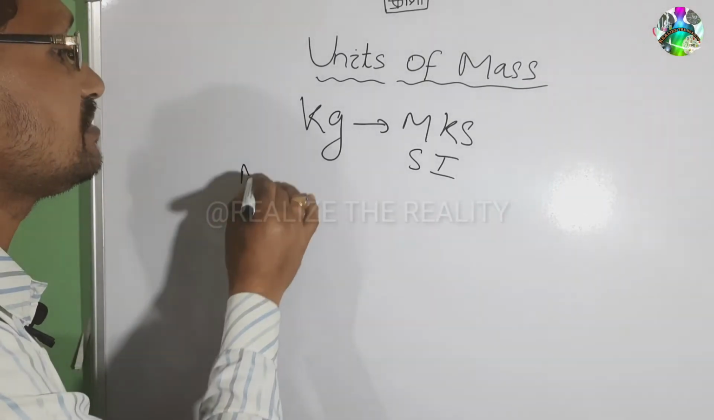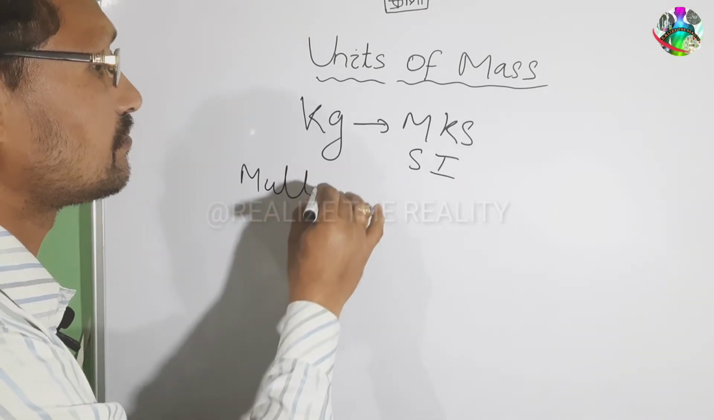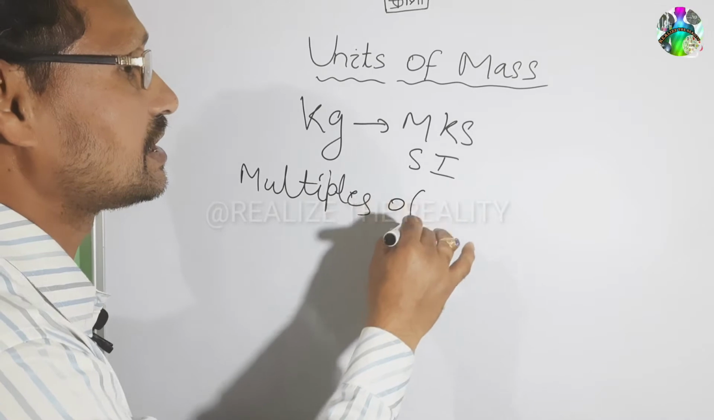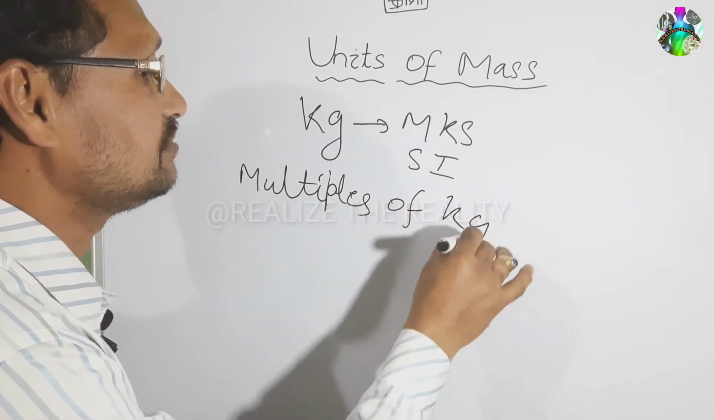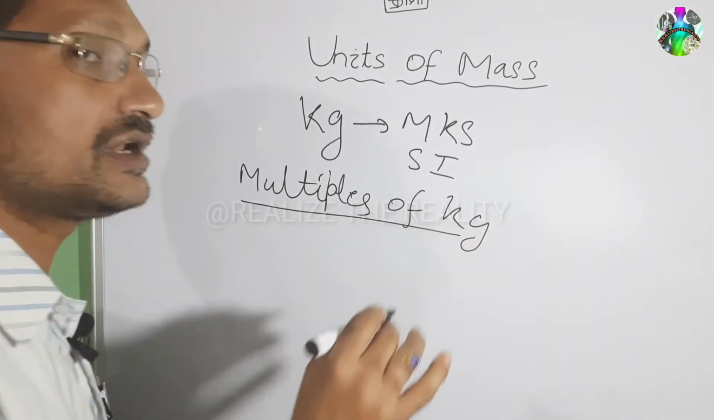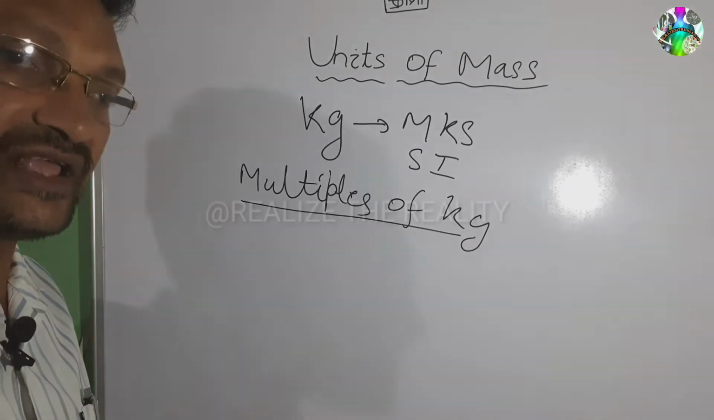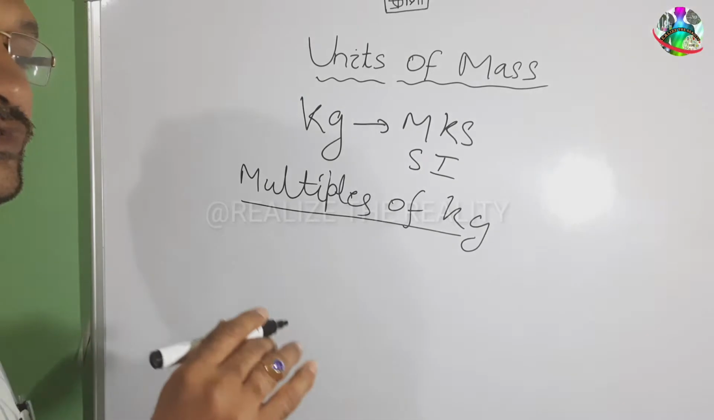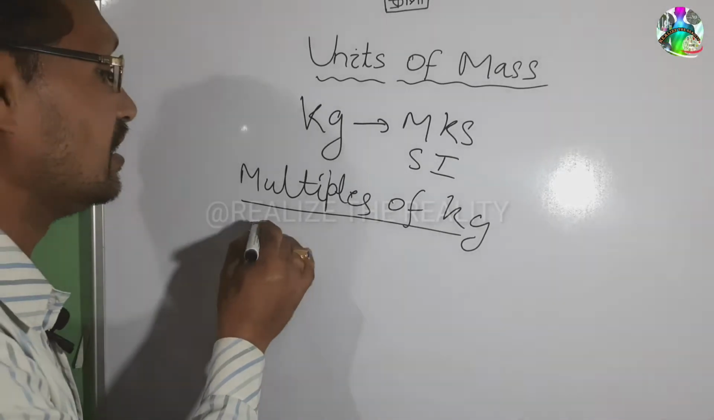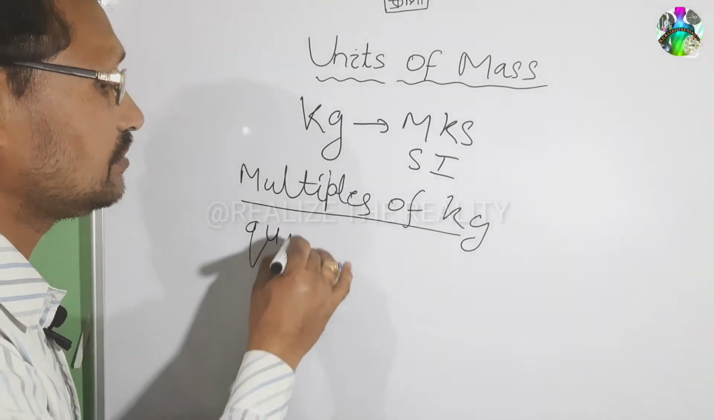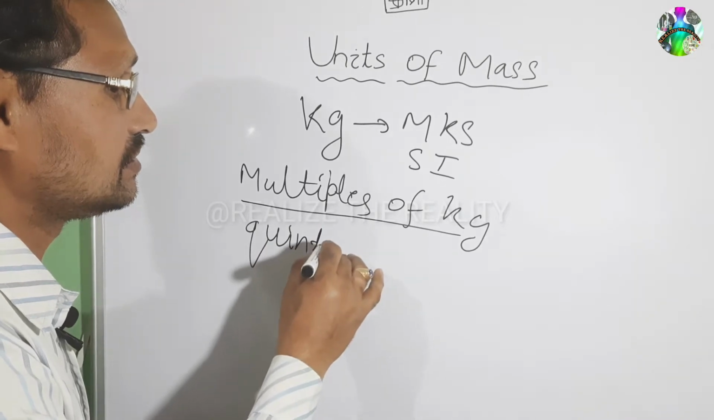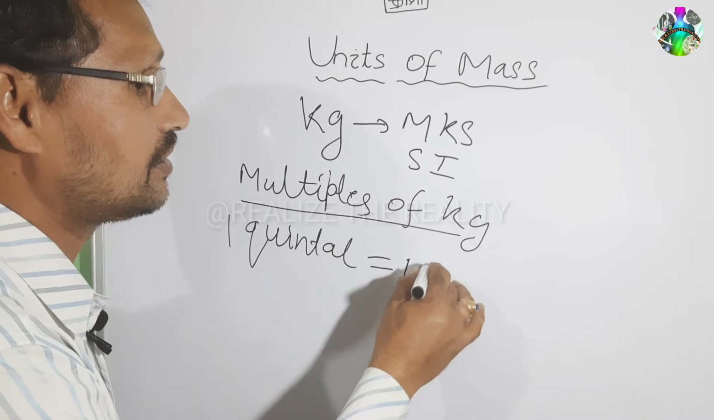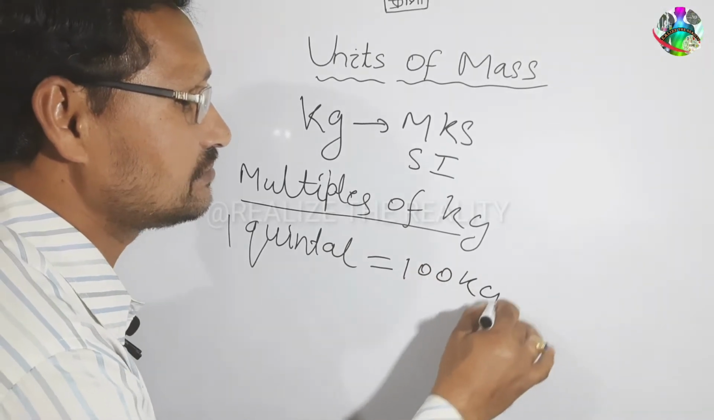So multiples of a kilogram. Children, you must be knowing units more than 1 kilogram. Suppose we measure the mass of rice or sugar in a big industry, we use the unit quintal. Children, you know what 1 quintal is? 1 quintal is equal to 100 kilogram.